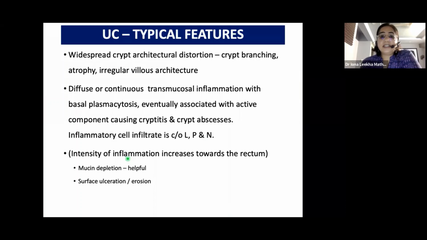So, in ulcerative colitis, there is widespread crypt architectural distortion with crypt branching, atrophy, irregular villus architecture. There is diffuse or continuous transmucosal inflammation. It's not transmural, it is transmucosal inflammation with basal plasmacytosis associated with active component causing cryptitis and crypt abscesses. And the intensity of inflammation increases towards the rectum. Other points which are helpful are mucin depletion, that is, reduction in the number of goblet cells, and there will be surface ulceration or erosion.